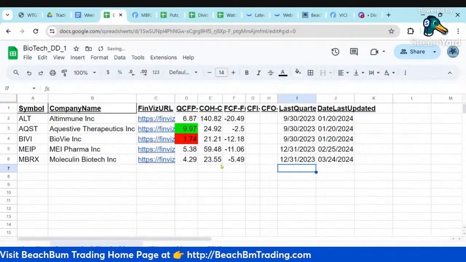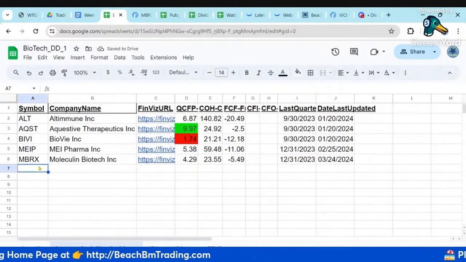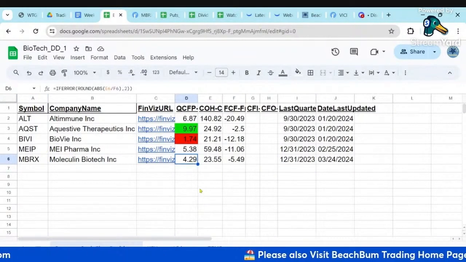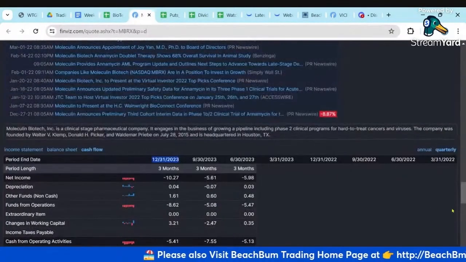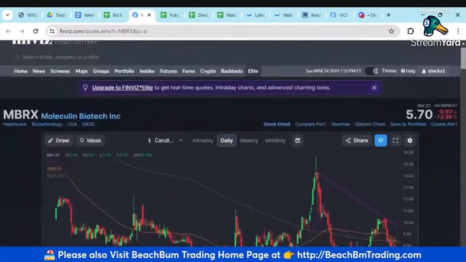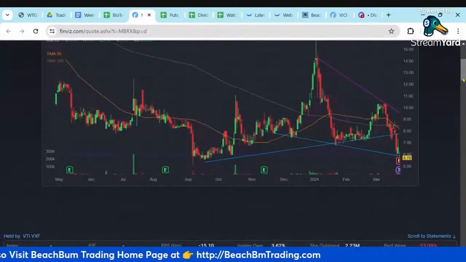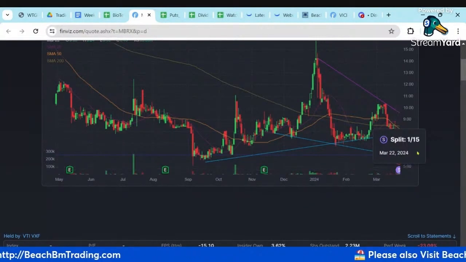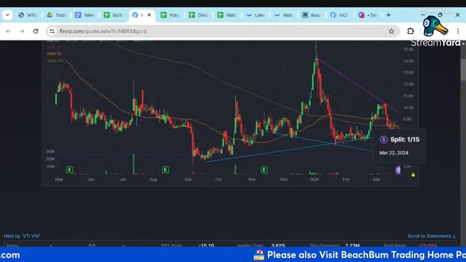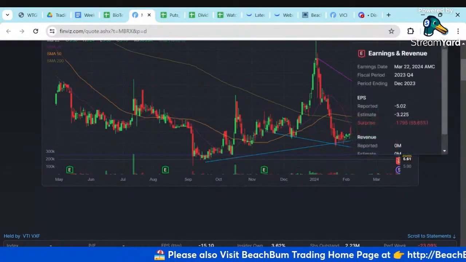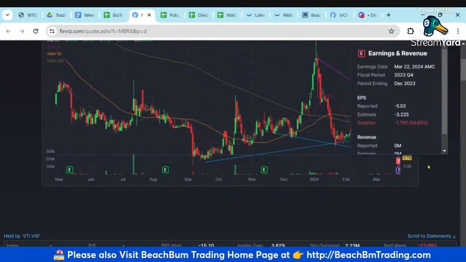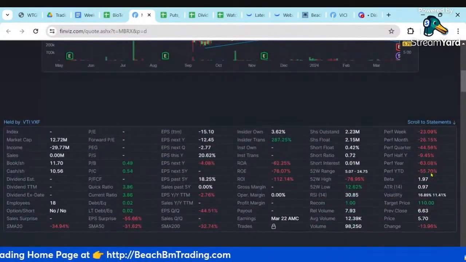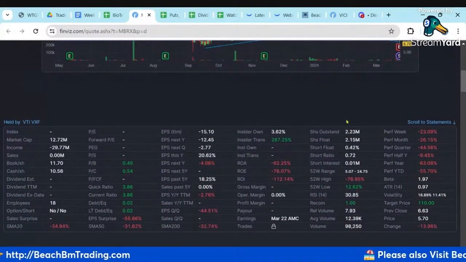So again, you can go through this exercise on any biotech or any money losing stock and figure out how long till they run out of money and have to raise cash. Now, I did look at this MBRX a little bit in advance. And some of the things to note right off the bat is they just did a very large reverse split. So they split 1 to 15. They also had earnings. So you see they're money losing, which is typical of a biotech. And as we just saw, they've got about 4 quarters of cash left.